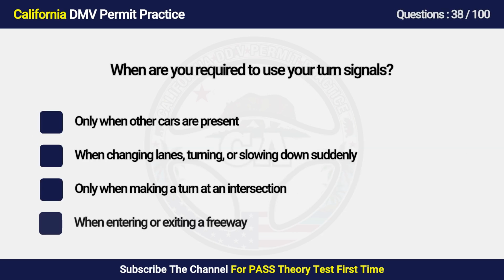Question 38. When are you required to use your turn signals? A, only when other cars are present. B, when changing lanes, turning, or slowing down suddenly. C, only when making a turn at an intersection. D, when entering or exiting a freeway.